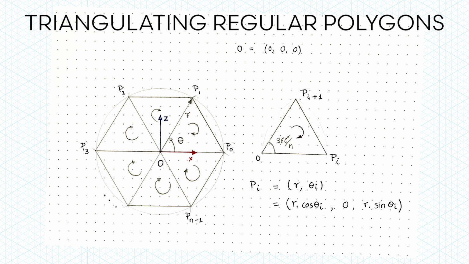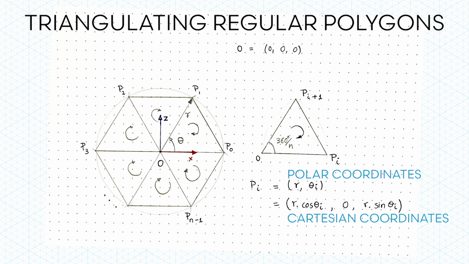And it helps to use polar coordinates in anything that looks circular. We can represent these points using a radius and an angle instead of directly representing them in x, y, and z. So the ith vertex in our polygon has a radius of r, which does not change between these vertices, and then the angle theta i increases as we move around in a circular fashion.